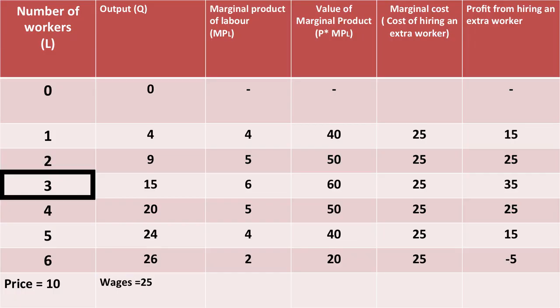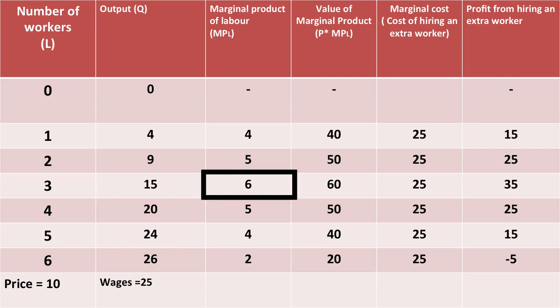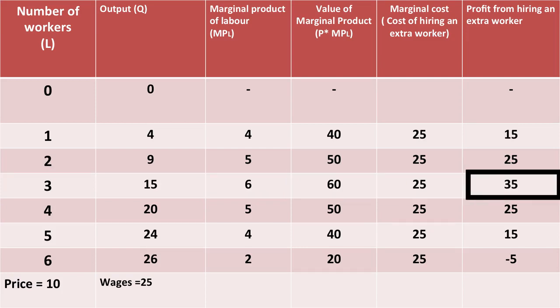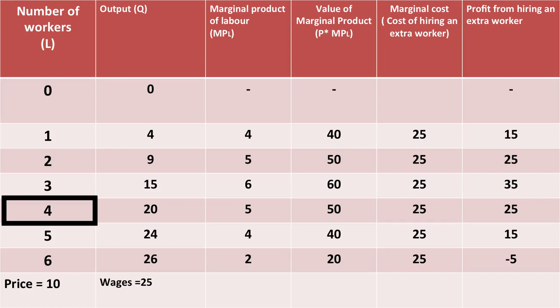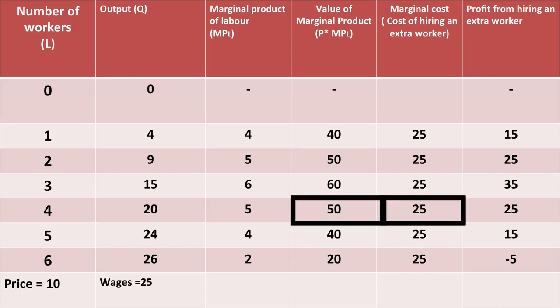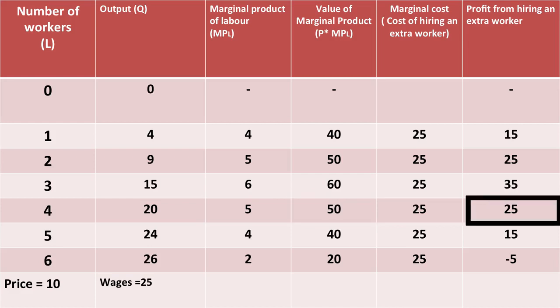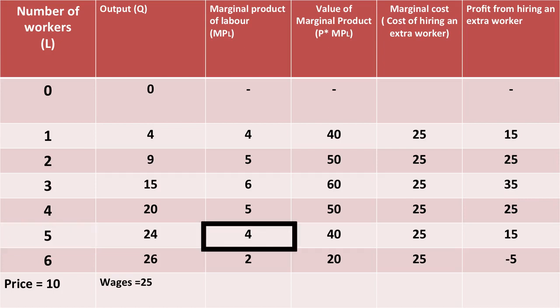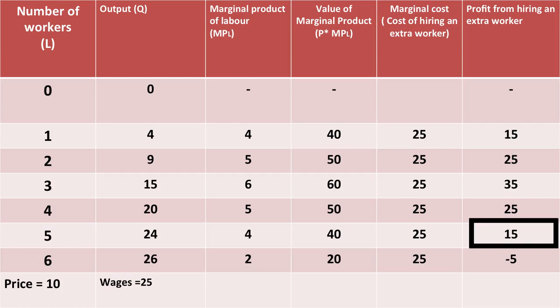Is the third worker worth it? Well, again, what's his marginal product, which is 6. So he gives you 60 and he costs you again only 25. So the third worker is also worth it. What about the fourth worker? Well, now his marginal product seems to be coming down in line with diminishing returns, but it still gives you 5 units, which is worth 50, which is again higher than the amount of 25. How about the fifth worker? Well, his marginal product is 4 and he gets you 40, so he's also worth it.